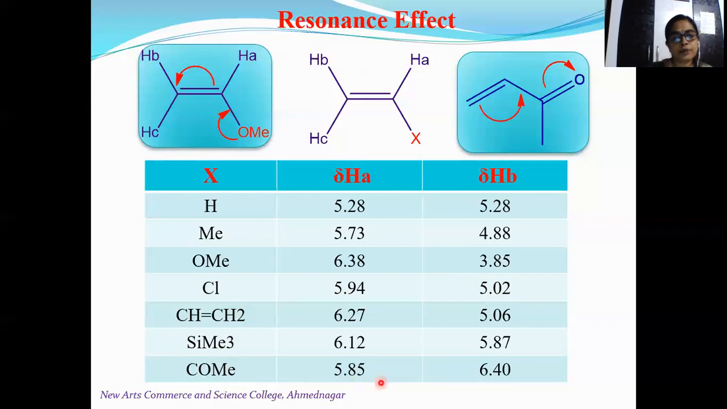Now these two also show a similar type of effect. But when we shift towards the carbonyl group, the alpha carbon atom is shielded while the beta carbon atom is deshielded. The reason is that on the alpha carbon atom it is the inductive effect, but at the beta carbon atom it is the resonance effect. Now this acyl group will exert an electron withdrawing resonance effect and therefore the beta carbon atom will be electron deficient. That's why the proton at the beta carbon atom, that is the HB proton, is deshielded and its value is 6.40.